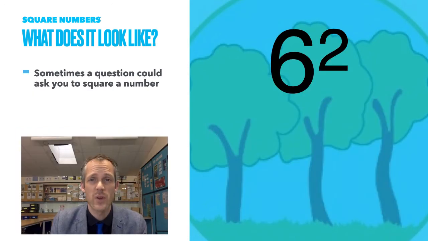Okay, so what does it look like in terms of a question? Sometimes a question could ask you to square a number, and that's represented in a question like this. So we could have a whole number such as 6 and a little 2 above and to the right hand corner. That means it wants you to square 6. So that means we need to do 6 times 6. And for those that are quick with your times tables, it means that that would equal 36.